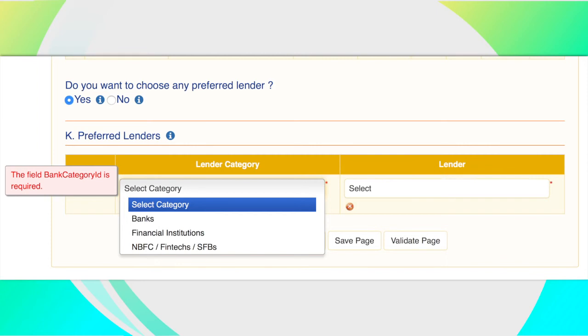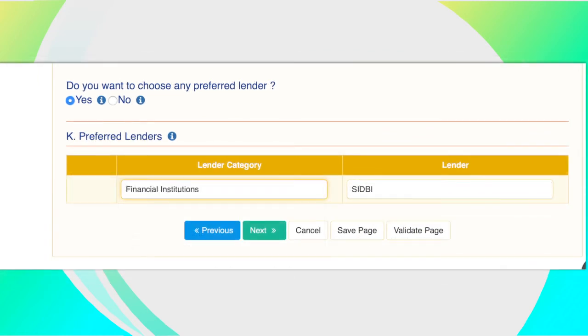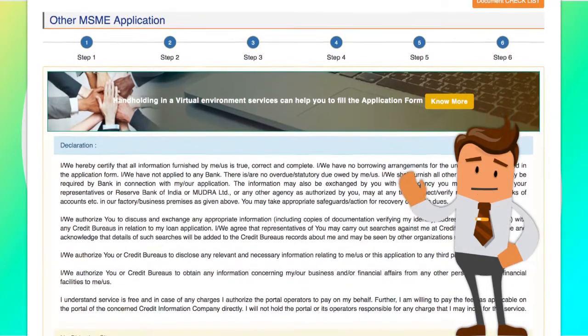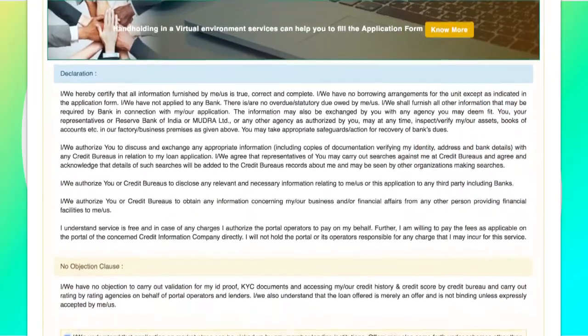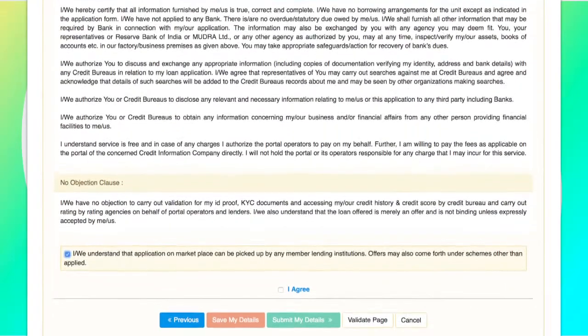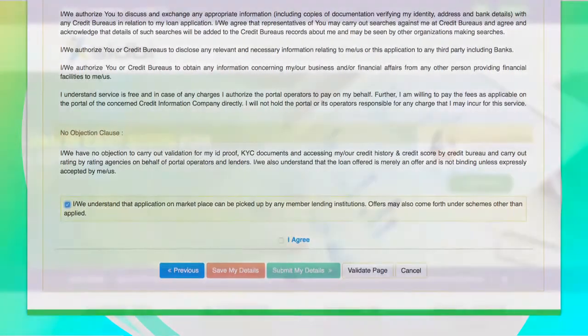Next, the applicant can select the lender category, which ranges from public sector banks to fintechs and can choose the lender which he or she prefers to get the loan sanctioned. Step 6 is the declaration, which you must read carefully and agree to all the clauses and terms. Confirm your acceptance and then submit the application form. You can also save the form for your perusal.